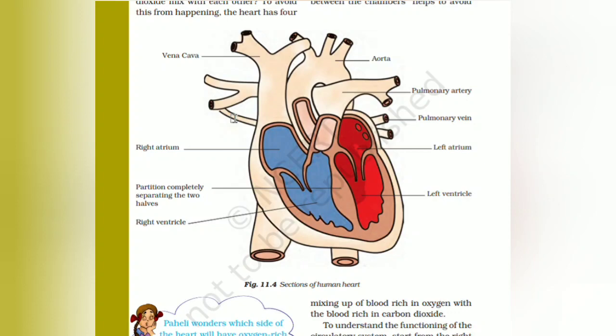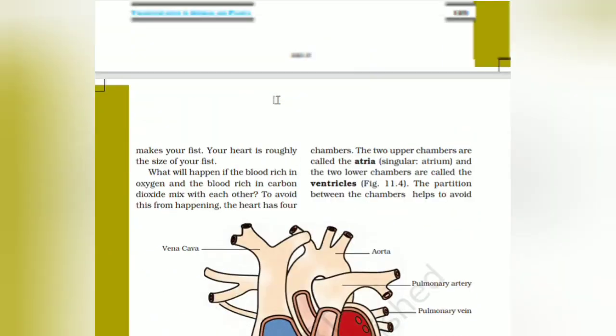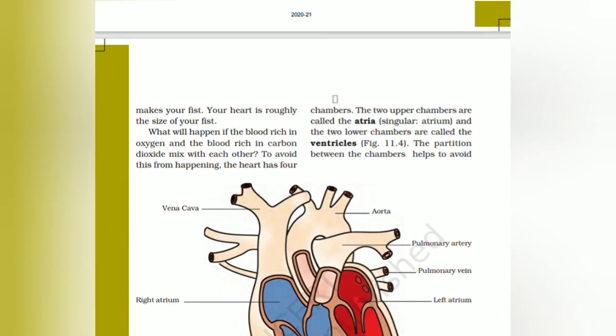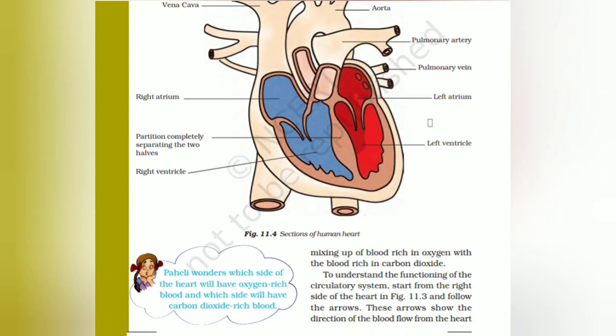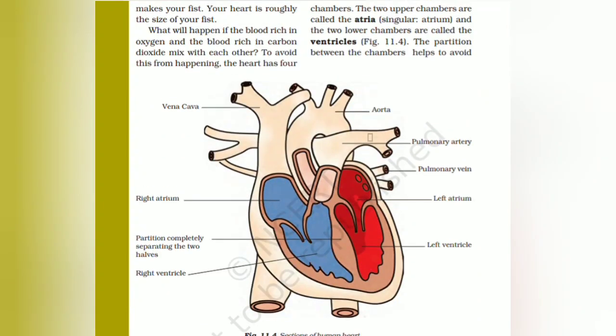To avoid this, the heart is divided into four chambers. The two upper chambers are known as the atria, singular atrium, and the two lower chambers are named ventricles. The partition between the chambers helps to avoid mixing of the blood rich in oxygen and the blood rich in carbon dioxide. You have to watch and read the diagram carefully.